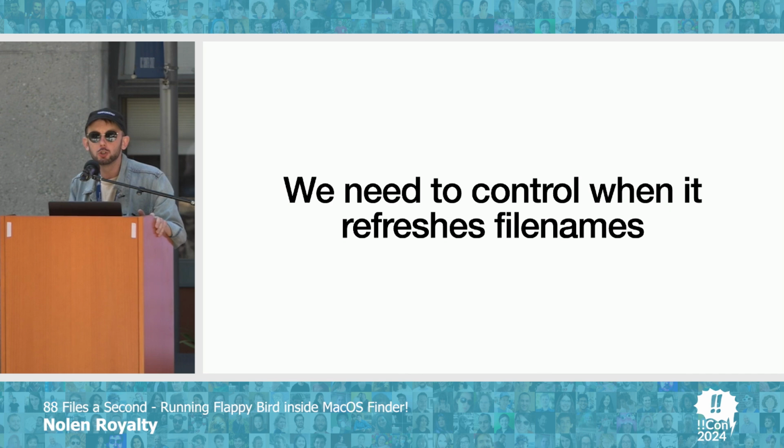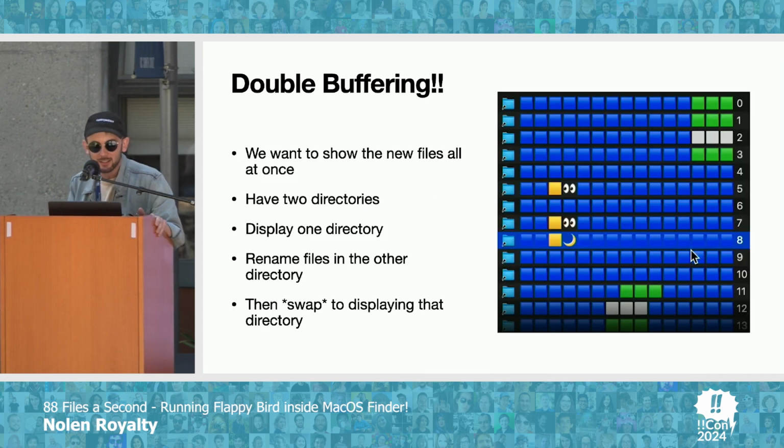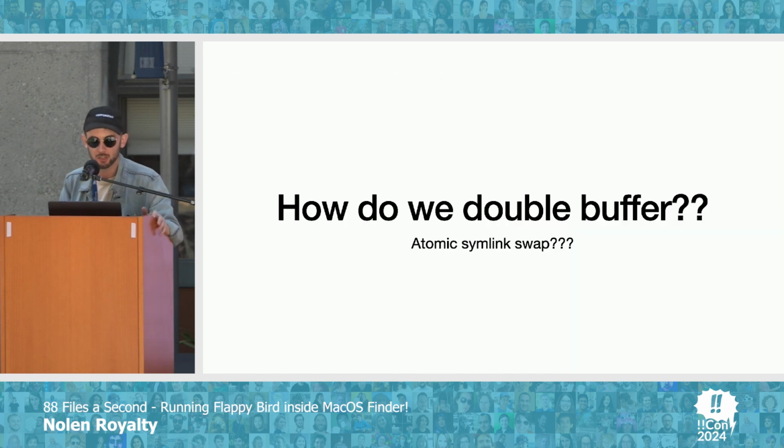So what do we do? Well, I looked to the techniques that people typically use to solve this and came up with double buffering. Double buffering is a really cool technique, a common way of solving exactly this problem with real games. The basic idea is we want to show all of those renames at the same time. With double buffering, typically you have two buffers. Since our buffers are directories, we're going to have two directories. We display one directory, we rename all the files in another directory, and then we swap to displaying that directory all at once so that Finder never has a chance to show old and new stuff at the same time.